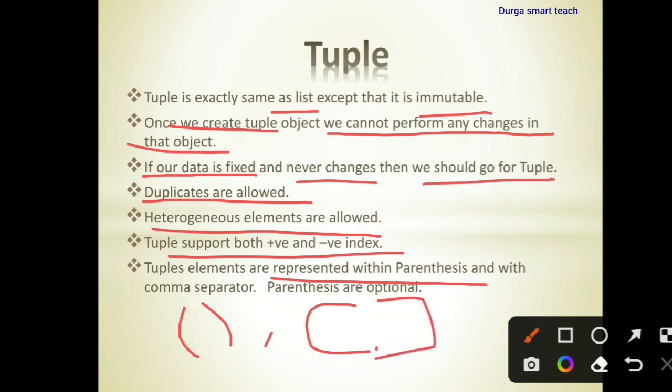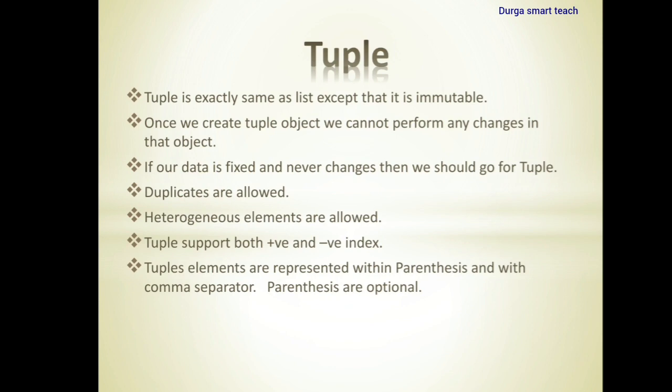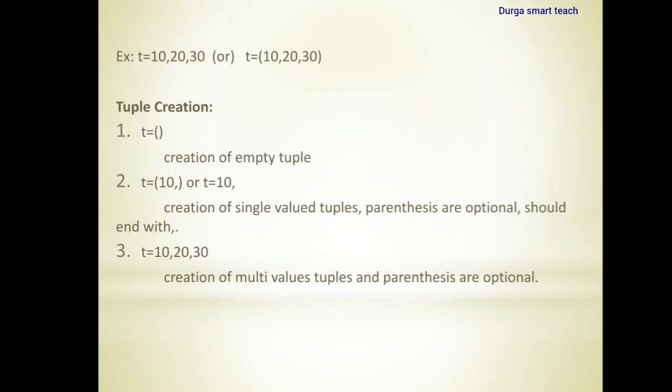So the only difference between list and tuple is that tuples are immutable whereas a list is mutable. That is the only difference. Whatever the properties of a list, duplicate values allowed, heterogeneous elements allowed, and indexing allowed, those are the same for list and tuple. Let's see how to create tuples.